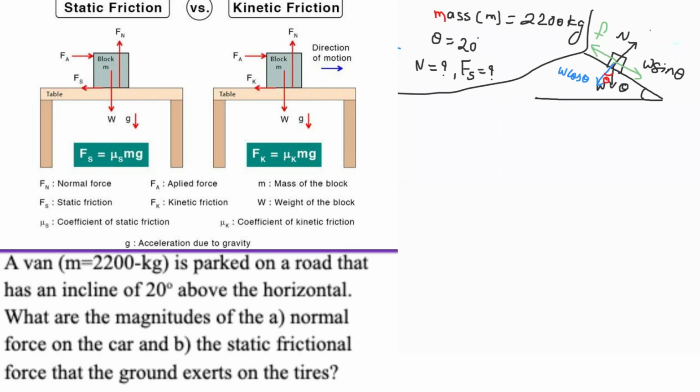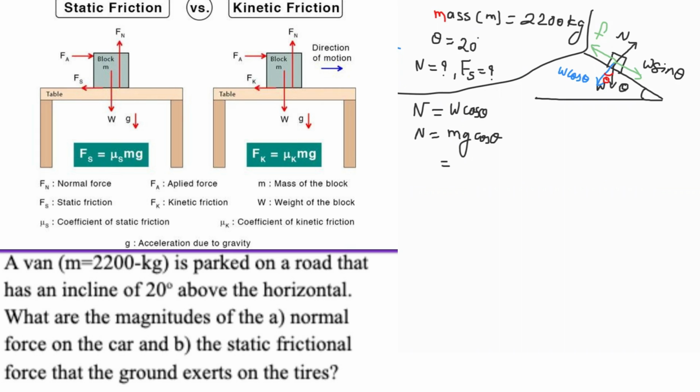Now that we have all the information from the diagram, we can do something. Your normal force acts perpendicular to the surface, and it is balanced by your W cosine theta, because both are acting along the same line in opposite directions. That's why they're going to be the same. Now your normal force will be equal to the weight of your van, which is always M times G cosine of theta.